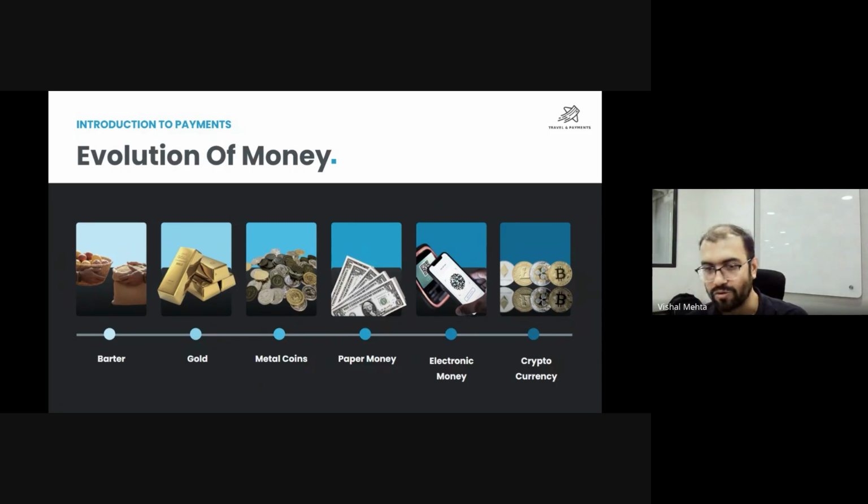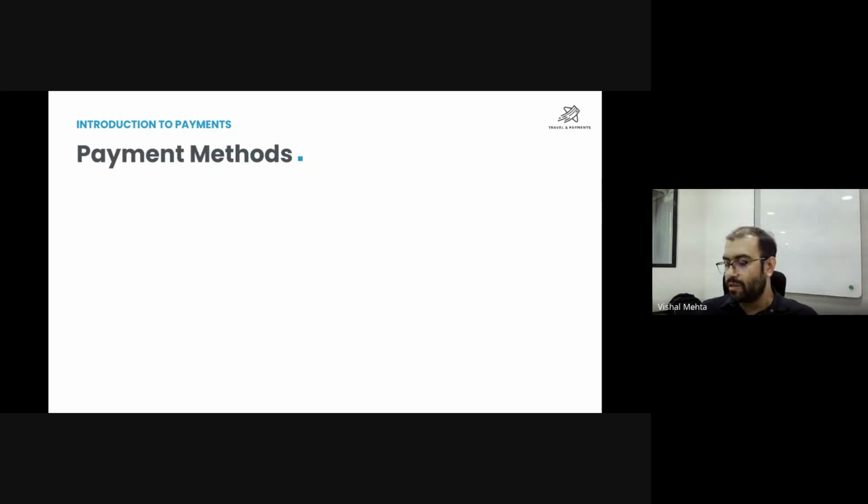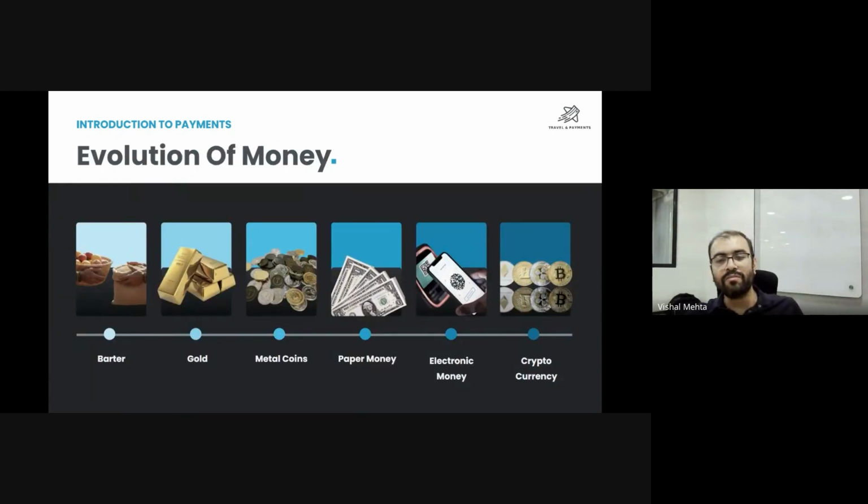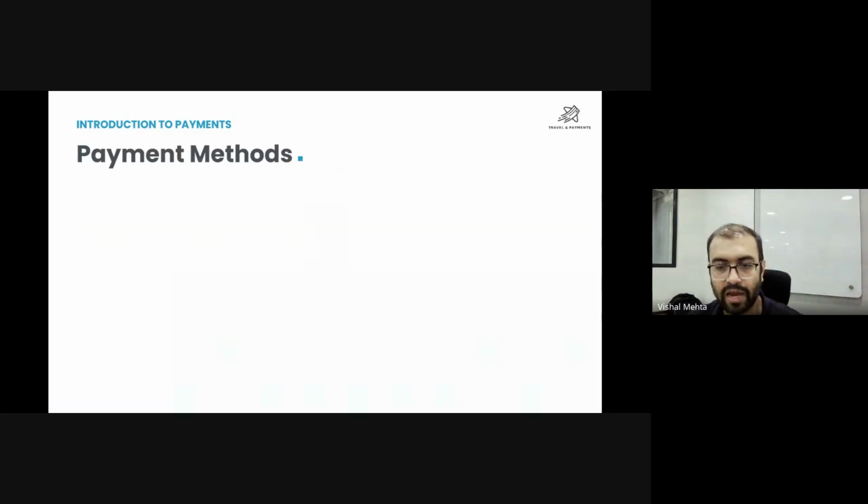Today, if we talk about generation alpha, they're probably living in electronic money, and by the time they start earning and hitting the job market, they probably may not see paper money again. We don't know. But with all the changes which have happened in the evolution of money, we are going to focus right now on electronic money.